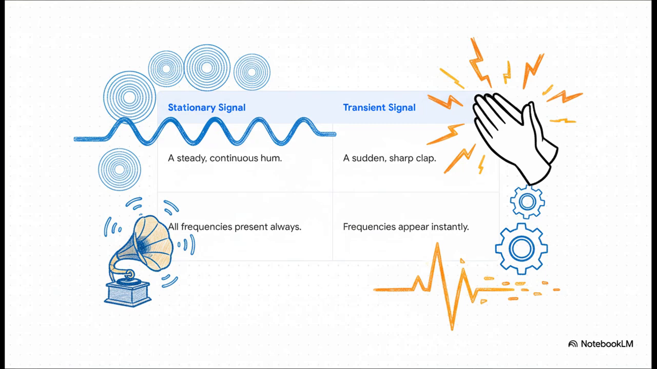Okay, but this slide really gets to the heart of the problem. For a stationary signal, like that continuous hum, all the frequencies are there all the time. And for that, the Fourier transform is absolutely brilliant. But what about a transient signal, like a really sharp clap? All those frequencies appear and disappear in a split second. So what happens when the Fourier transform tries to analyze that?